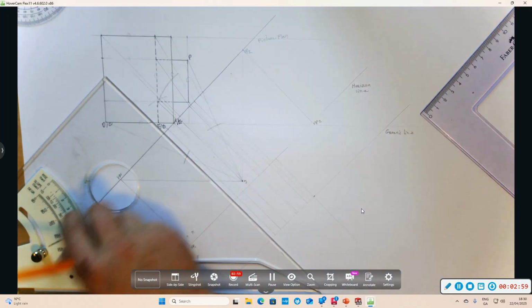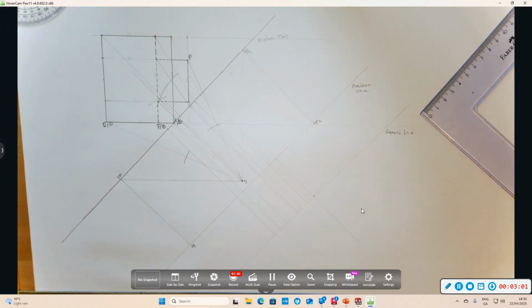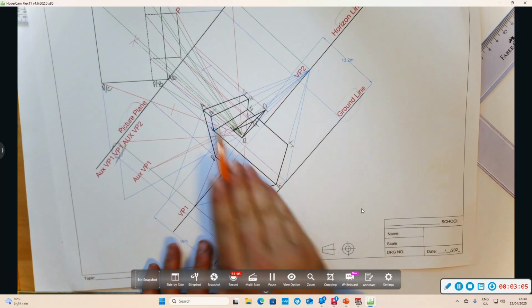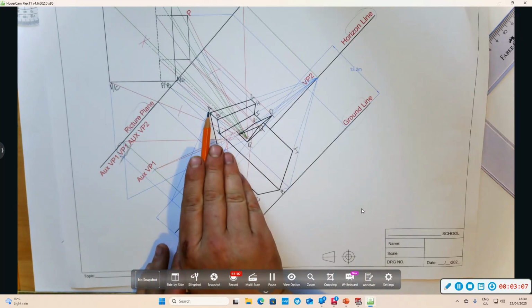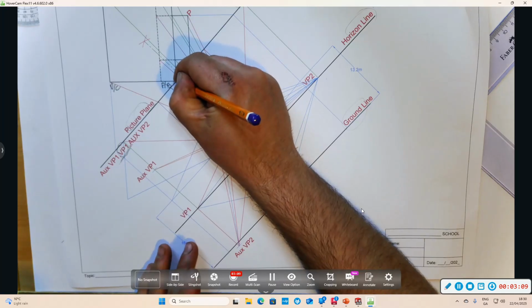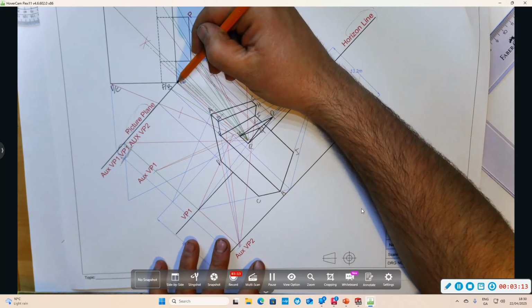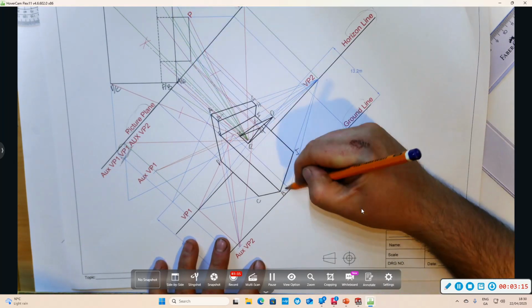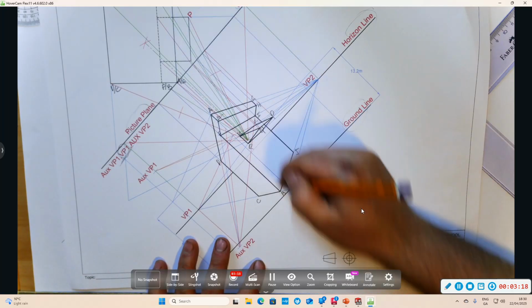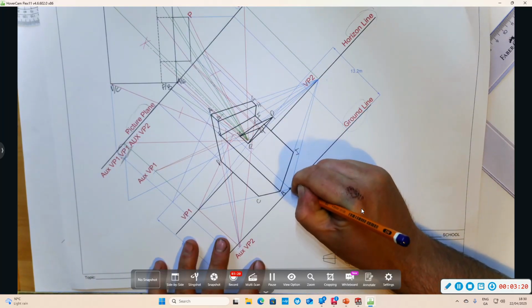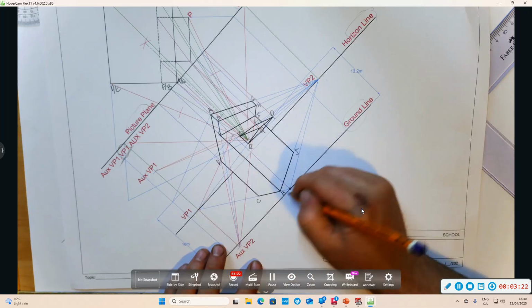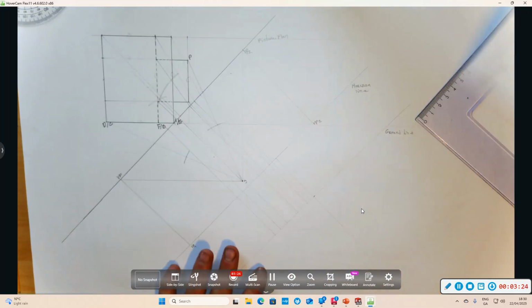Now, we're going to start some of our perspective drawing. From the base of any point on the picture plane in plan is the true height in the perspective image. The base of the line in the perspective image is going to be on the ground. So we're going to bring A right down to touch the ground line, and we're going to join back to VP1 and VP2.